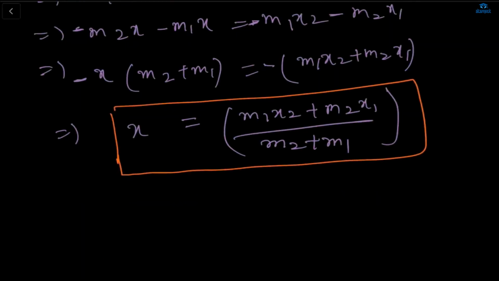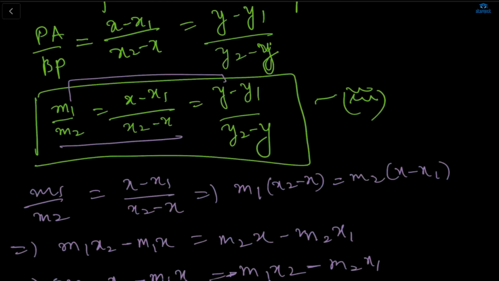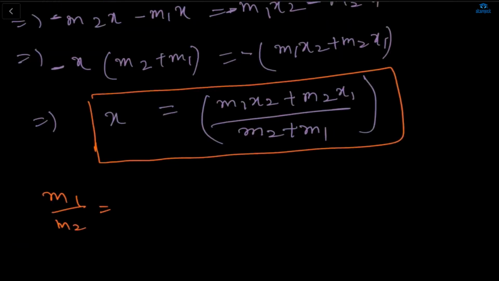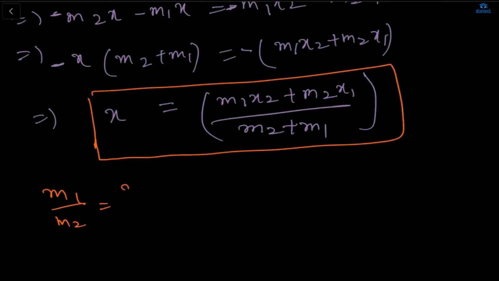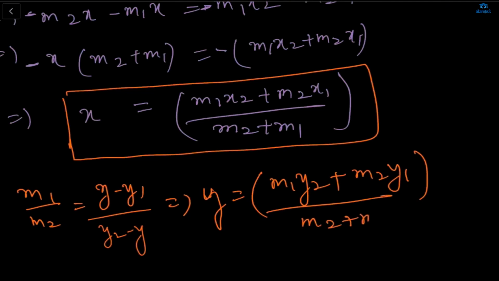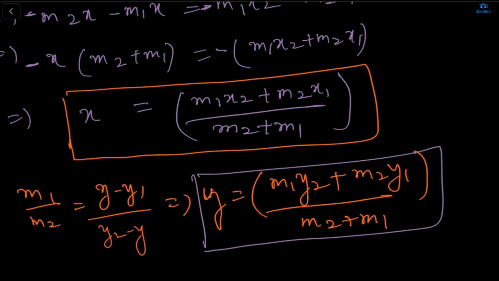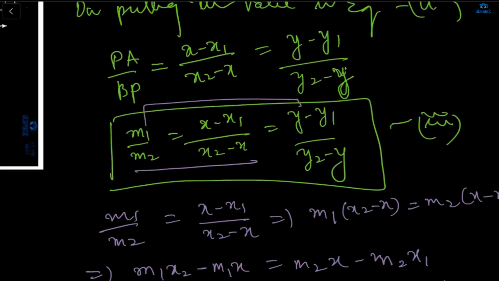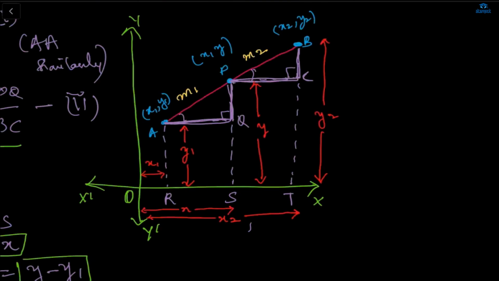So M1 by M2 is equal to (Y minus Y1) upon (Y2 minus Y), and on simplifying this will give you Y is equal to (M1 Y2 plus M2 Y1) upon (M2 plus M1). This is the coordinate of the point P, X and Y. So we have got the value of P.